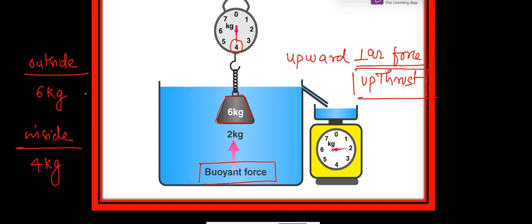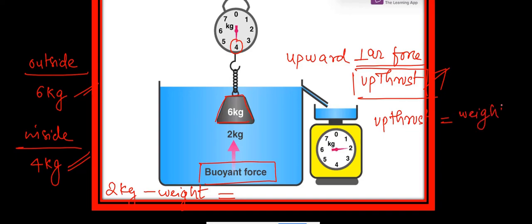Now, outside it was 6 kg, inside it was 4 kg, so the remaining 2 kg weight disappeared, right? Isn't it? This 2 kg weight is nothing but what? Upthrust. That means however much weight of the body is disappearing, that will be equal to upthrust. So I can say upthrust is nothing but the weight of the body that disappeared, first formula.